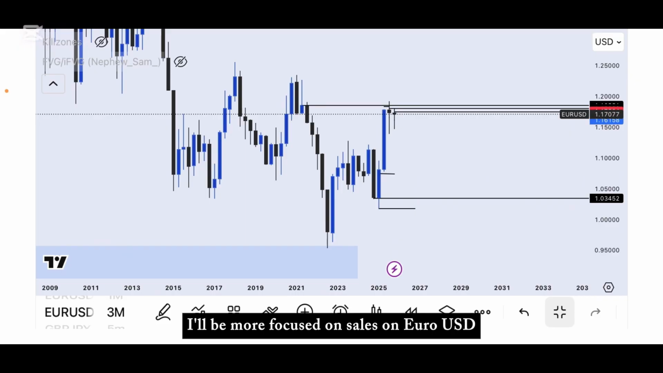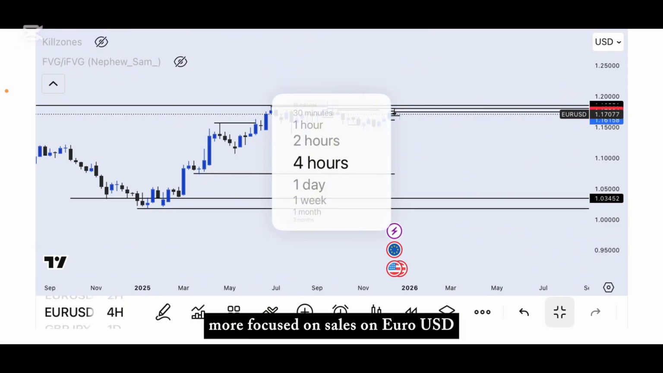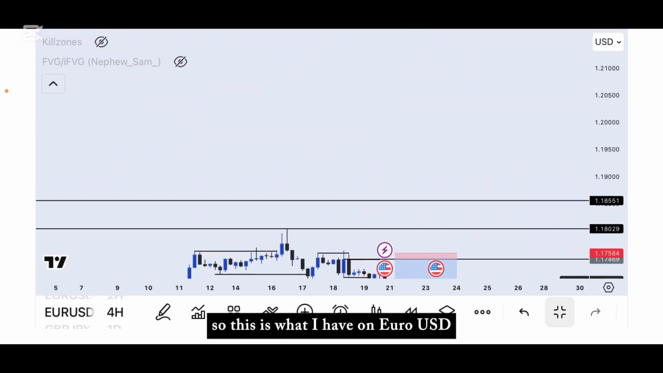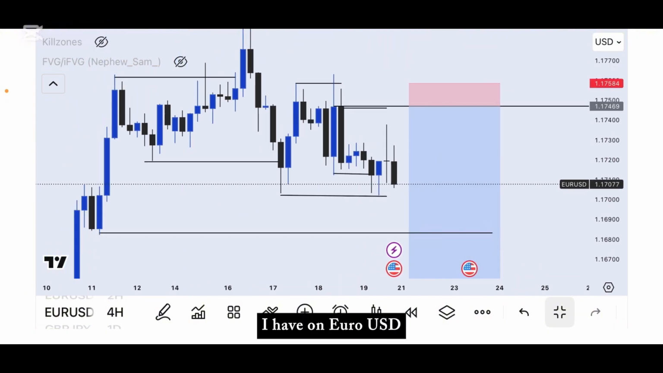But as for now, I'll be more focused on sales on Euro USD. So this is what I have on Euro USD.